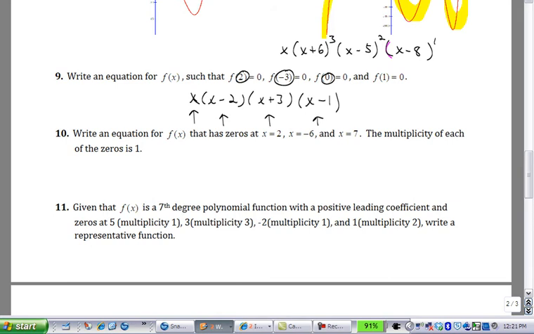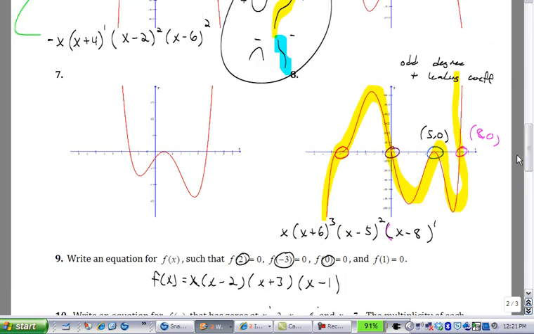So you're turning zeros into factors. That's all this problem is asking you to do. Take each 0 and write its corresponding factor. And you kind of did that in the problem before. You'd say, hey, this is the point negative 6 comma 0, which is the same as saying f of negative 6 is 0. And then you turn that into a factor.